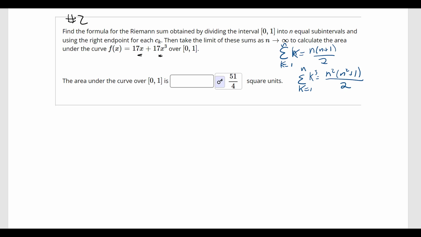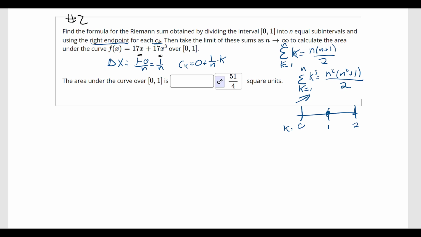Now, our interval is 0 to 1, so our delta x is going to be 1 minus 0 over n, so it's 1 over n. And our c sub k, as they ask for, which is the right endpoint, is going to be 0 plus the delta x, 1 over n, times k. And if we begin our summation at 1, that's going to be the right side of the interval, because here's 0, then here's 1, where these are the k values. And so when you have an interval, here's the right side for the first one, the second one, and so on.